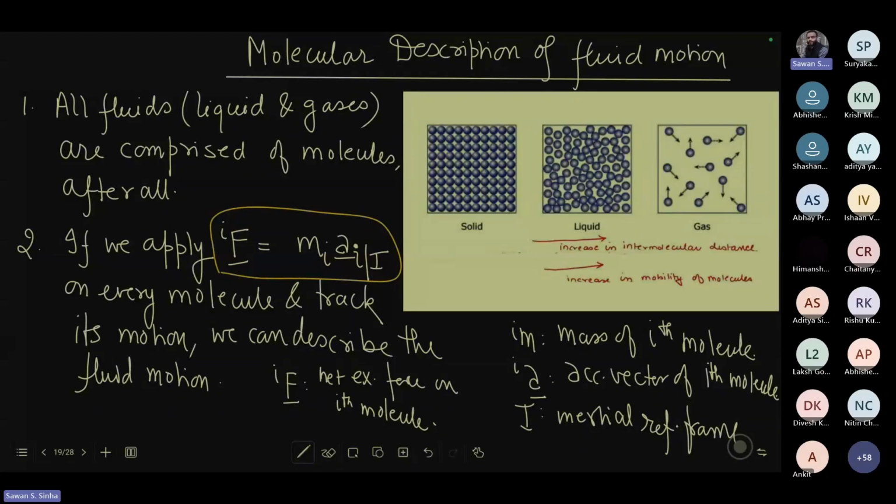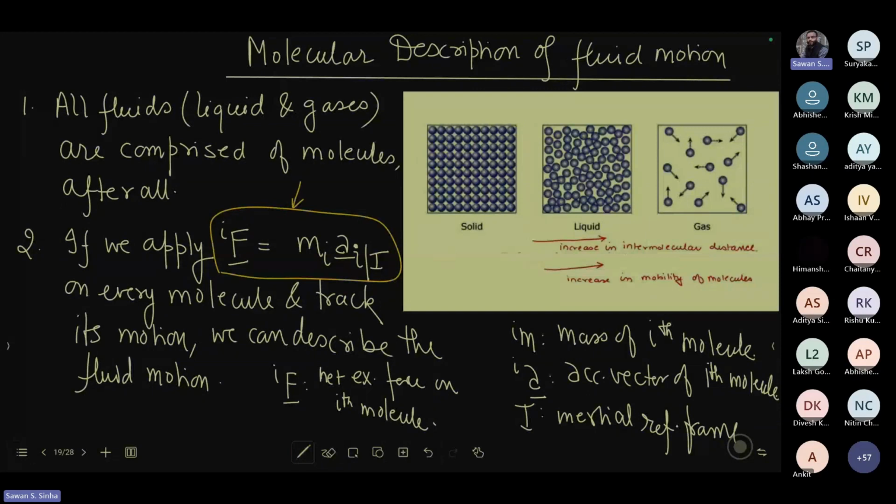and track the motion of all those molecules? And if I can track all the molecules individually, indeed I have described the fluid motion, because whatever motion is being observed, there are molecules which are actually moving. What is this equation? This is a very familiar equation.